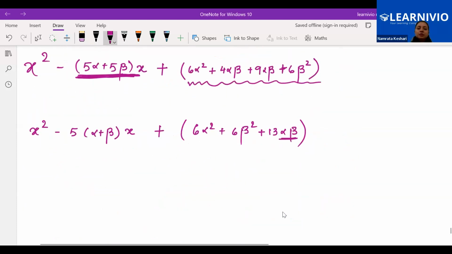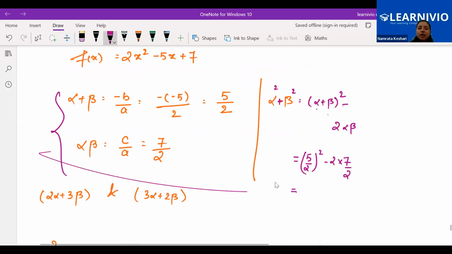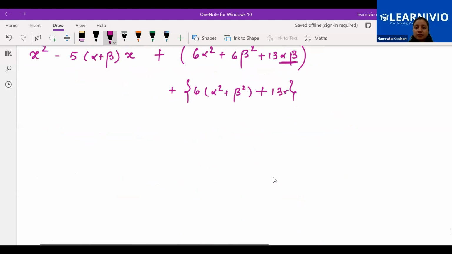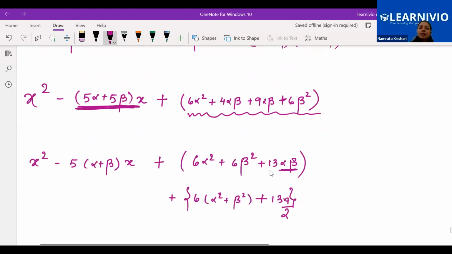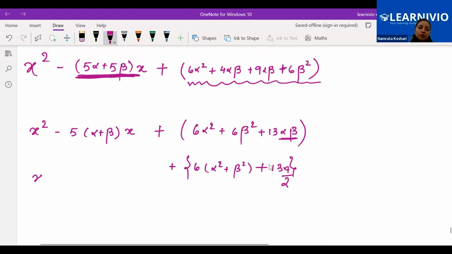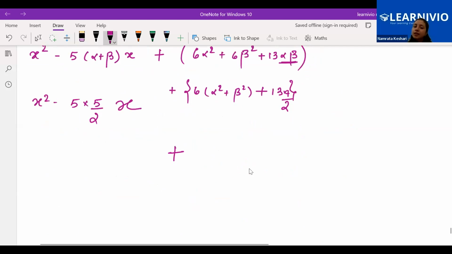Here we will substitute. 6 alpha square plus beta square is there, no? 6 I will take common and take it as alpha square plus beta square. Be careful. Plus 13 alpha beta is still there. You can write it in a curly bracket. 13 alpha beta value, our alpha beta value is 7 by 2. We will write it over here and do the calculation. Alpha plus beta is 5 by 2. x square minus 5 into 5 by 2 x, and this is what we are having, alpha square plus beta square value.